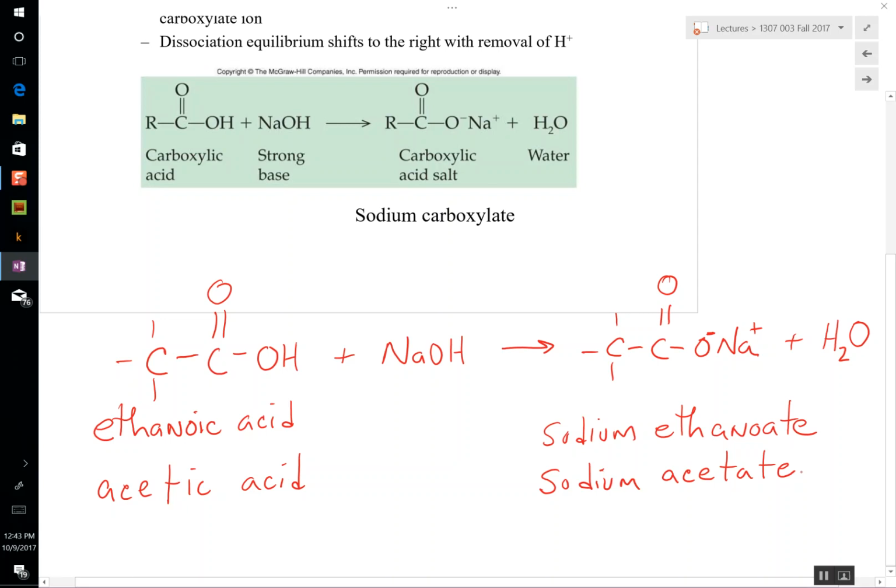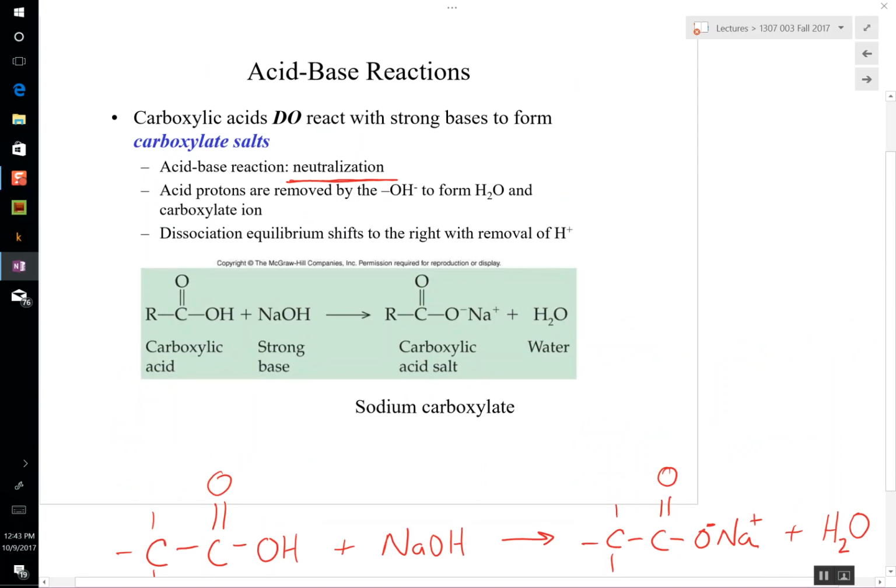If you went to look it up in a chemical catalog and you look for sodium ethanoate, I don't know if you'd find it, but you would find sodium acetate. You could buy that. All right, so that's neutralization. That's the acid-base reaction that carboxylic acids can undergo.